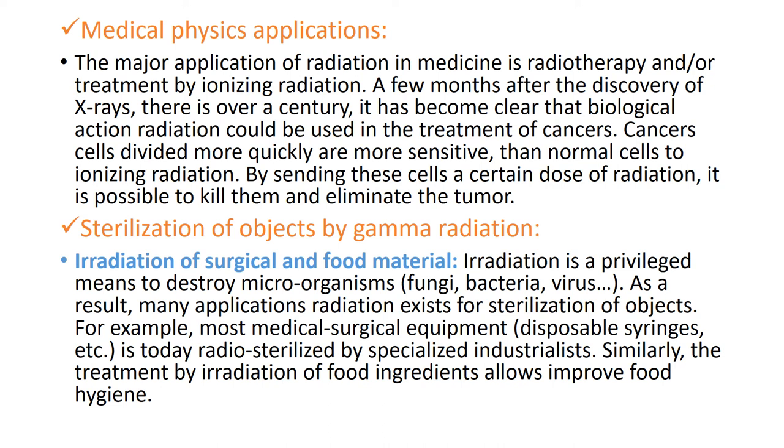The second important application is sterilization of an object. आप गैमा रेडिएशन को यूज करके सर्जिकल और फूड मटेरियल्स की स्टेरिलाइजेशन करते हैं, because the surgical and food materials possess some microorganisms like fungi, bacteria, viruses, and when you expose the gamma radiation upon the surgical instruments and food materials, then the controlled gamma radiation can cause damage and kill microorganisms present in the surgical instruments and food materials, and makes the food fresh for eating and improves the food hygiene.